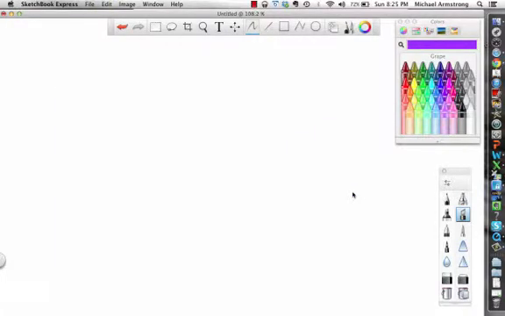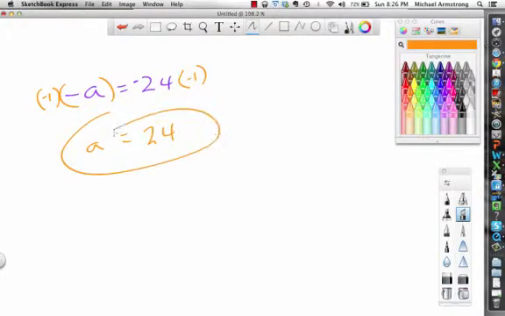Let me do a couple more examples. Negative a equals negative 24. Well, this is another example of one of those places where it's really cool to just divide by or multiply by negative 1. When you do that, negative 1 times negative a becomes a, and negative 24 times negative 1 becomes 24, and you're done. Cool enough.